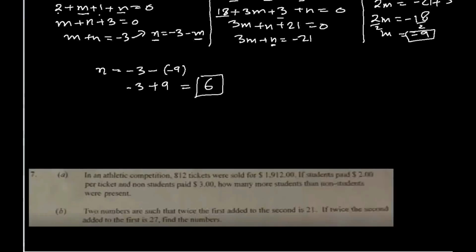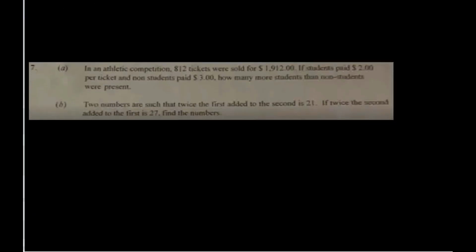Moving on to the next question. 7. In an athletic competition, 812 tickets were sold for this much. If students paid $2 per ticket and non-students paid $3, how many more students than non-students were there?